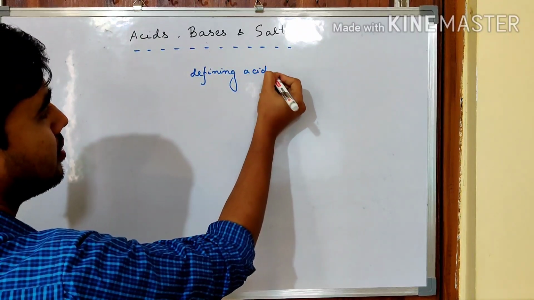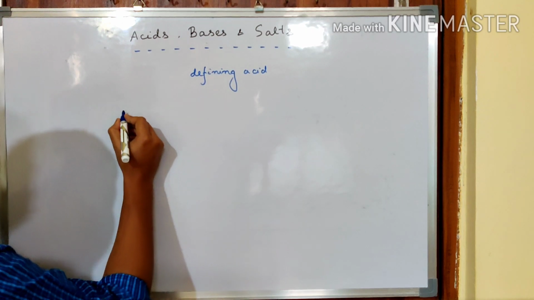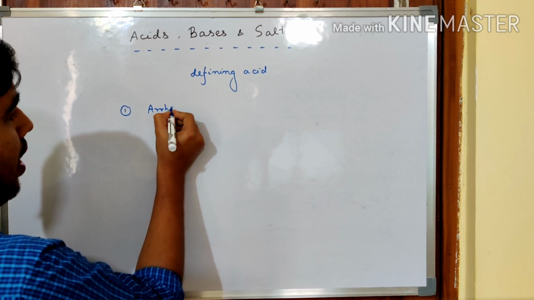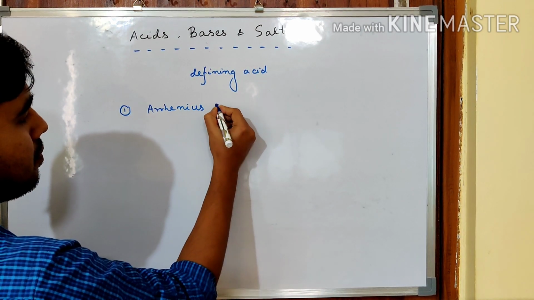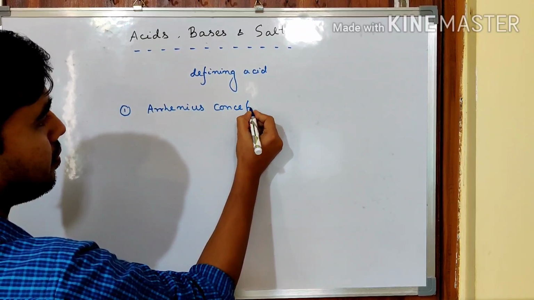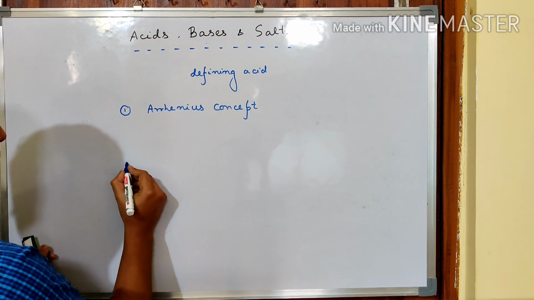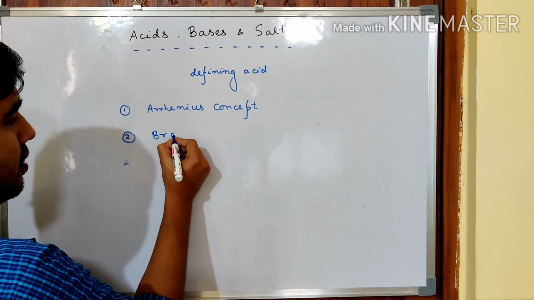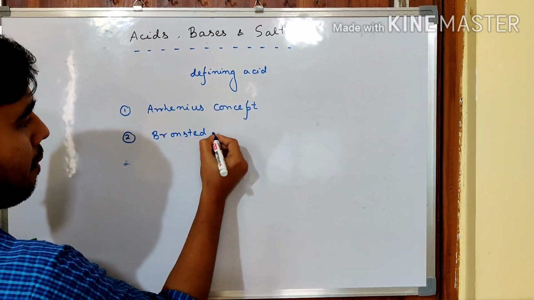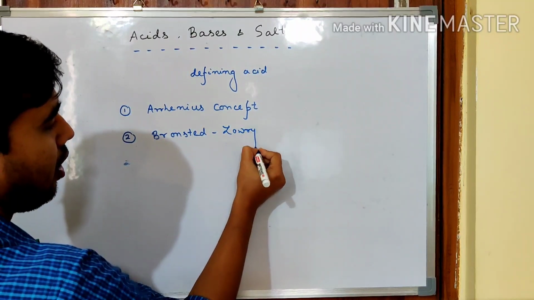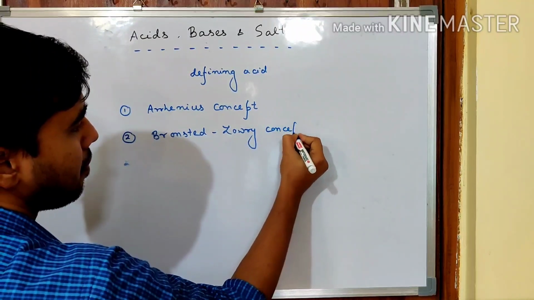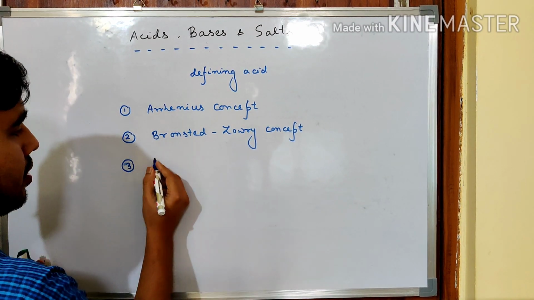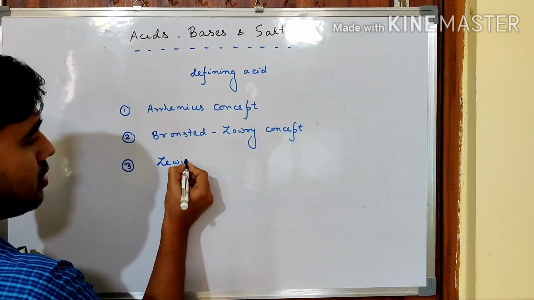So first of all, we are going to define the acid. Three different concepts will be discussed. First is the Arrhenius concept. Second is the Bronsted and Lowry concept. And the third is the Lewis concept.